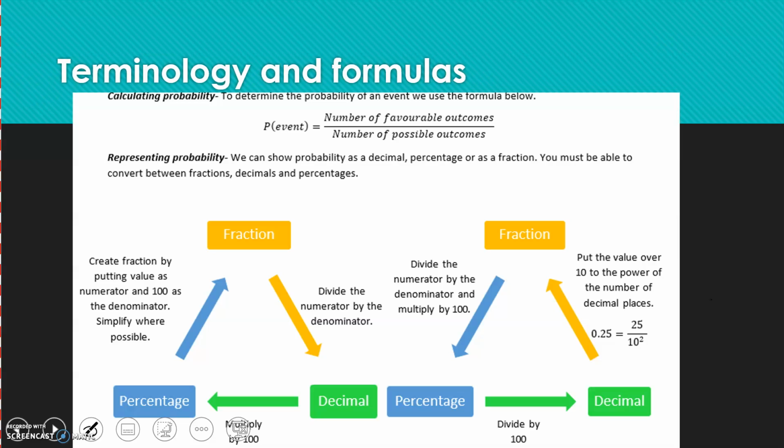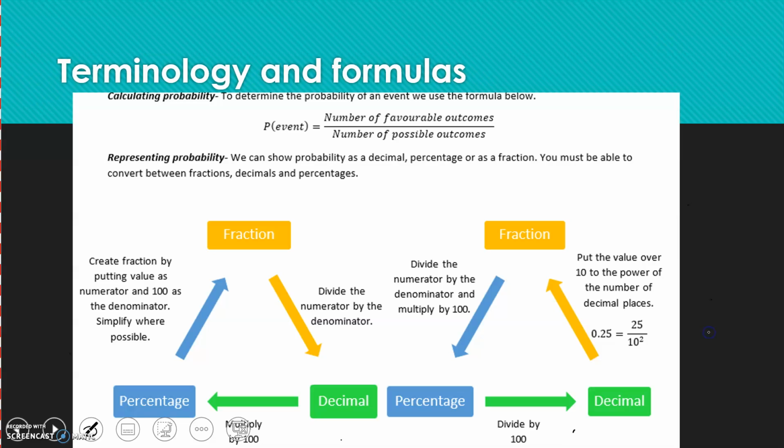At the bottom of this slide are two diagrams, and they show you how you can convert between the three different representations of probability. So it shows you how you can go from a fraction to a decimal by dividing the numerator by the denominator, from a decimal to a percentage by multiplying by 100, and from a percentage to a fraction by putting the value as a numerator over 100 and then simplifying where possible. You can also then go from a percentage to a decimal by dividing by 100.